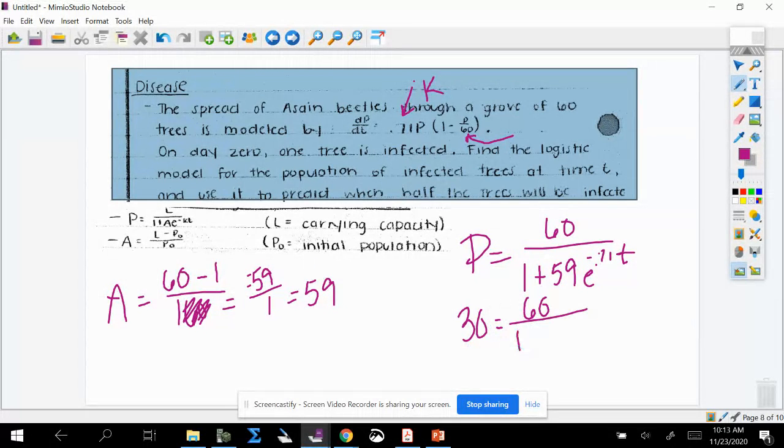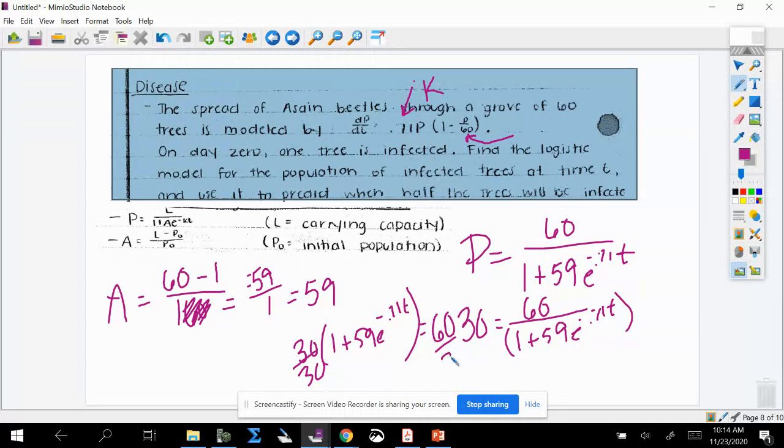Now I'm going to do a lot of the work kind of on my calculator behind the scenes, but I will talk to you about it a little bit. You're going to want to cross multiply. So you're going to multiply the entire denominator by 30. So I'll write that down. So 30 times (1 plus 59e to the negative 0.71t) equals 60. Then you're going to divide both sides by 30. Then you're going to subtract 1. Then you're going to divide by 59. Then you're going to take the natural log of both sides to get the e. And again, all these steps can happen on your own without doing a lot of calculator work.